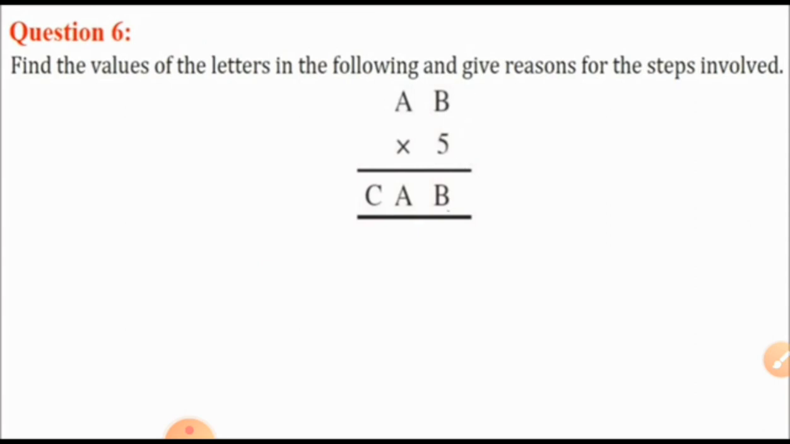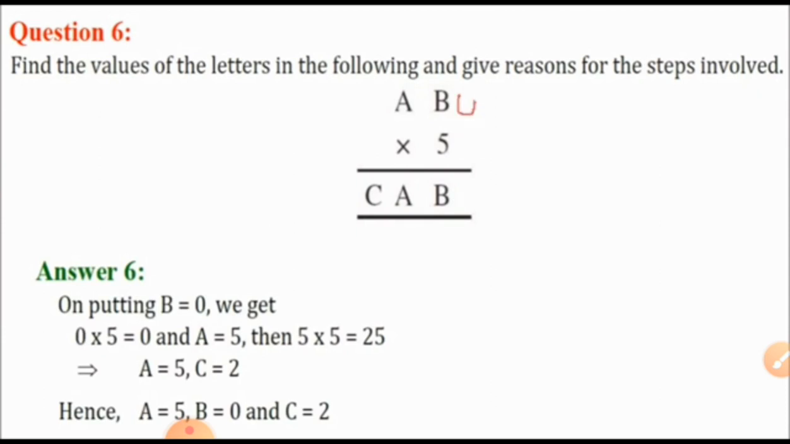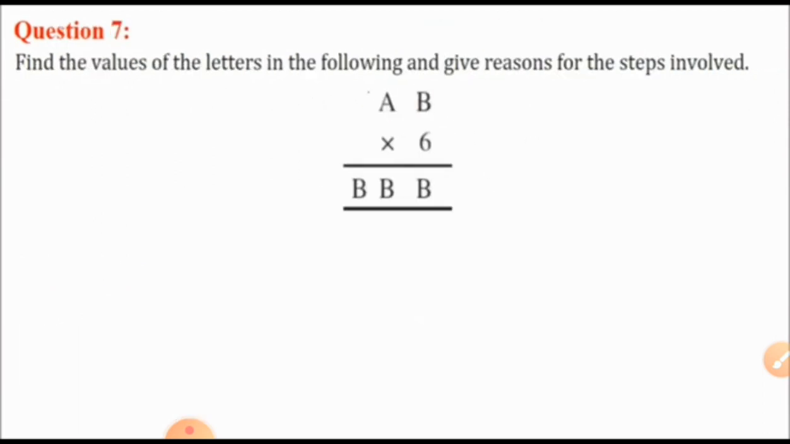Same thing is here. Find the values of the letters in the following and give reasons for the steps involved. AB multiplied by 5, which gives me the answer CAB. First B is 0, A is equal to 5 and C is equal to 2. B is equal to 0. 0 into 5 is 0. Okay, A is equal to 5. 5 5s are 25. Whichever number we take as A, A will also come in the answer, so which number will we take from the table of 5 where the same 5 appears? Yes, 5 5s are 25.